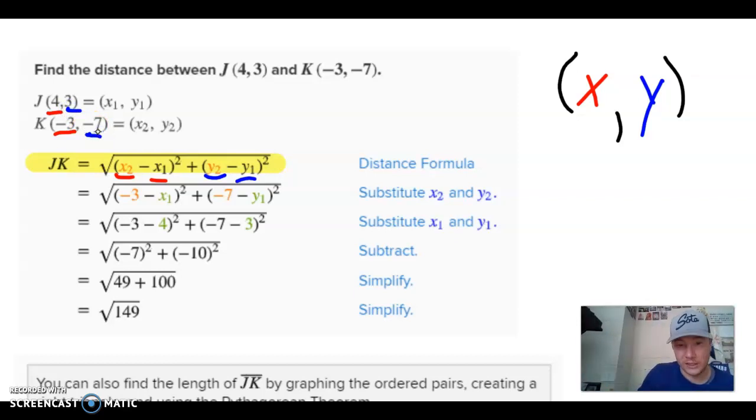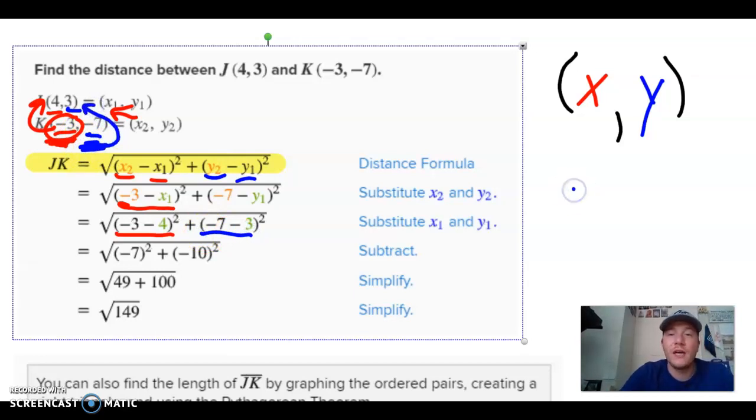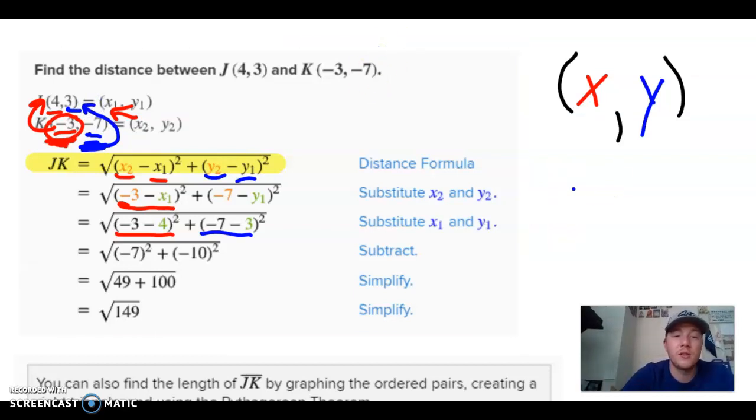The one thing that is important, okay, x2 minus x1, you have to make sure that you are going in that direction. For example, we've got -3 minus 4. Notice how I used this x term first. So that means I have to use that same y term first when I go to subtract. So -7 minus 3. Okay? So once I've got those two things set up, we're just following the order of operations, okay? You're going to subtract, you're going to square, take the square root, you're done.